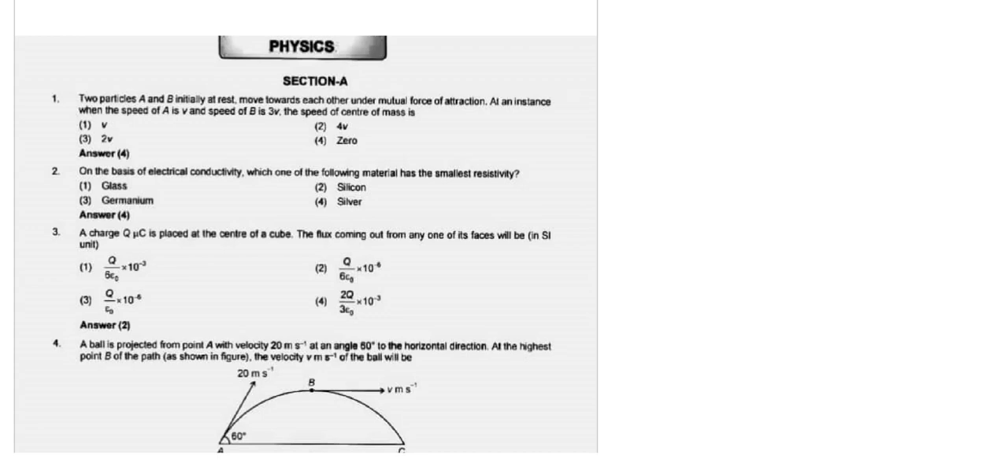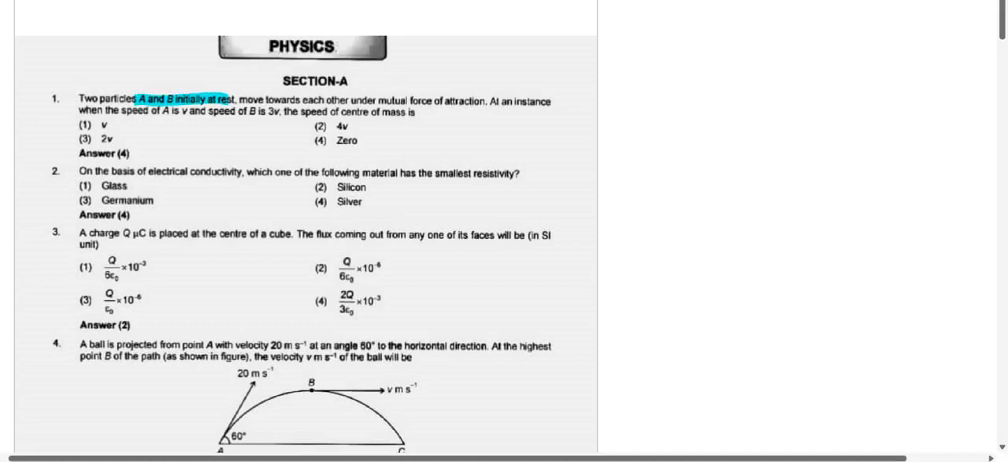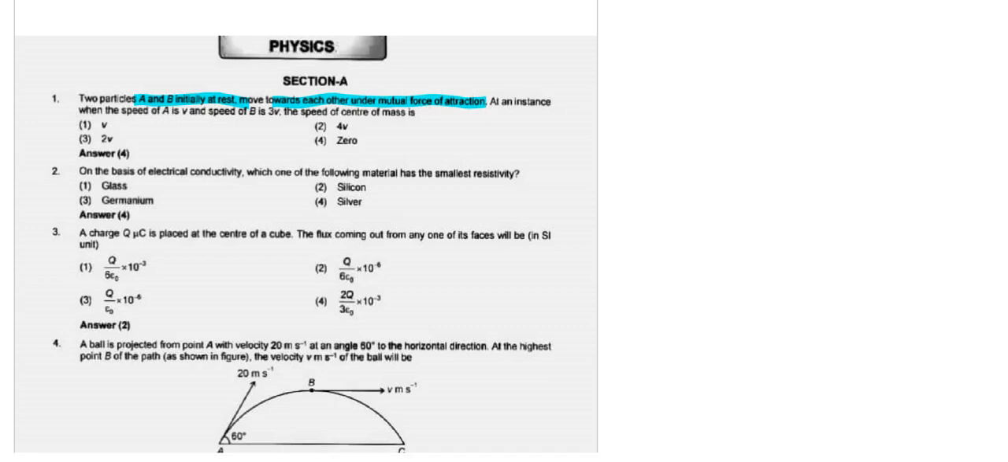Dear students, today we will be solving physics questions. The first question is: two particles A and B are initially at rest and move towards each other under mutual force of attraction. At an instant when the speed of A is V and the speed of B is 3V, what is the velocity of the center of mass?